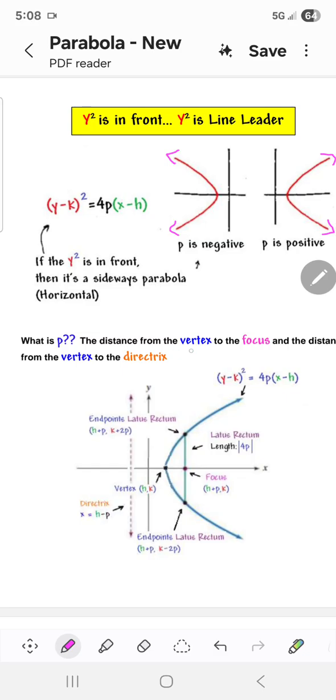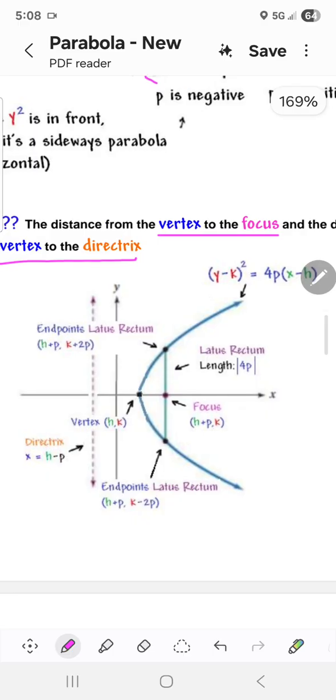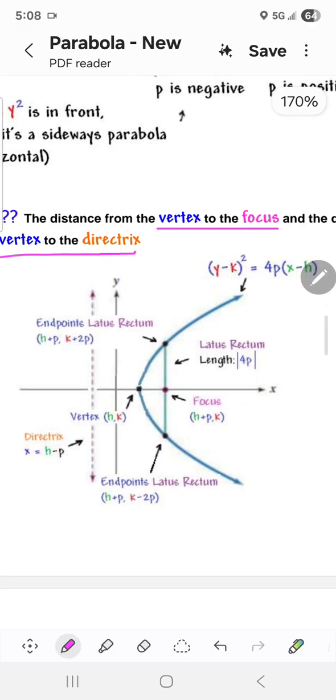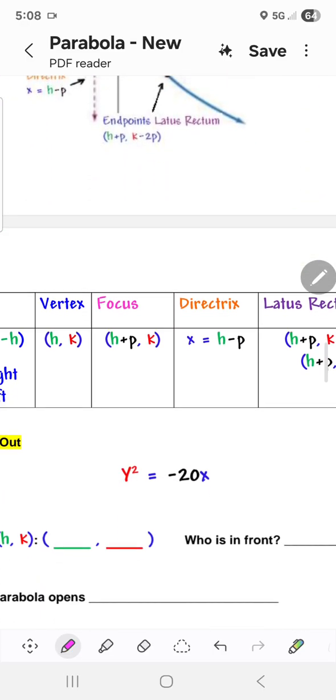Again, we can talk about that distance from the vertex to the focus, which is the same distance from the vertex to the directrix, and that is the value of P. Again, we have our formulas lovely written out for us. We can see how this works when we are opening up left or right.